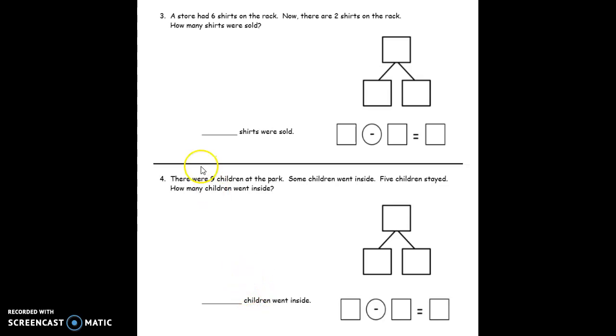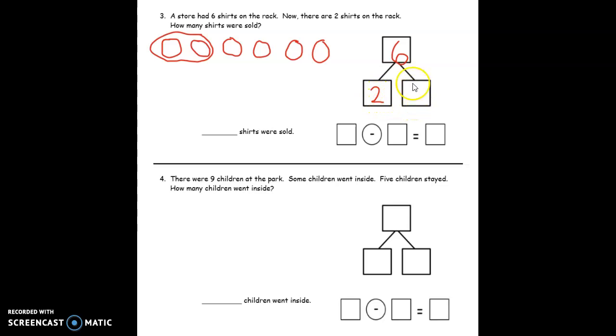Number 3. A store had 6 shirts on the rack. Go ahead and draw 6 shirts. Now there are 2 shirts on the rack. We know that there are 2 left over. We need to find out how many were sold. Let's start with our number bond this time. How many did we have altogether? Yes, we started with 6 shirts on the rack. And how many shirts do we have left? 2.